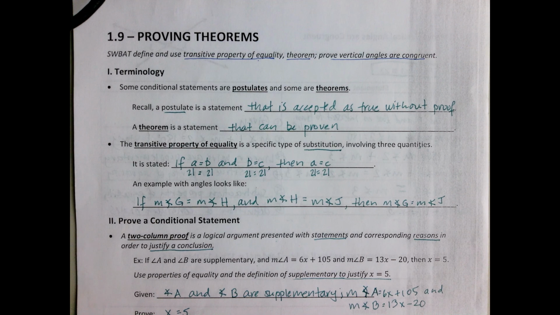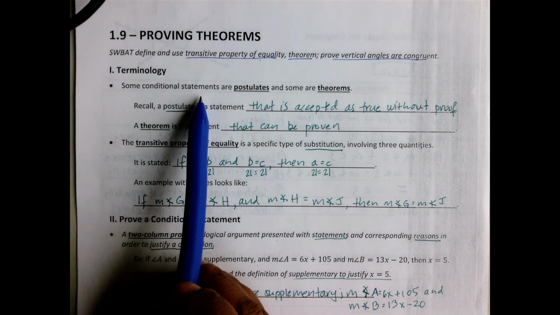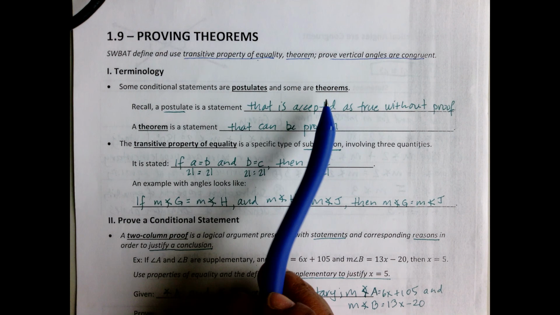As we start going into the more complex topics, there will be proofs for every single one of those. So let's talk about some terminology. Some conditional statements are postulates and some are theorems.